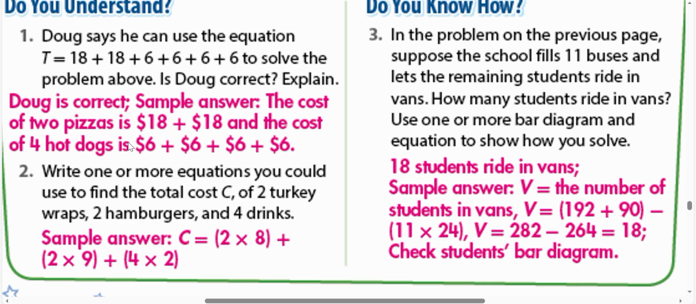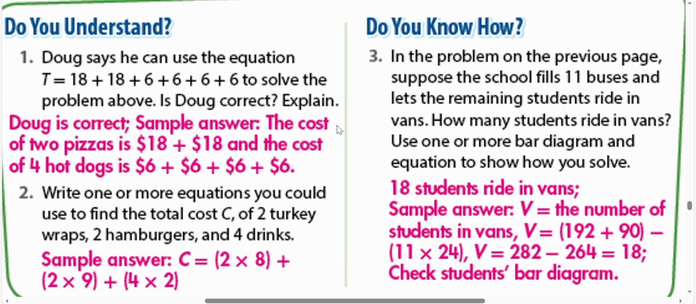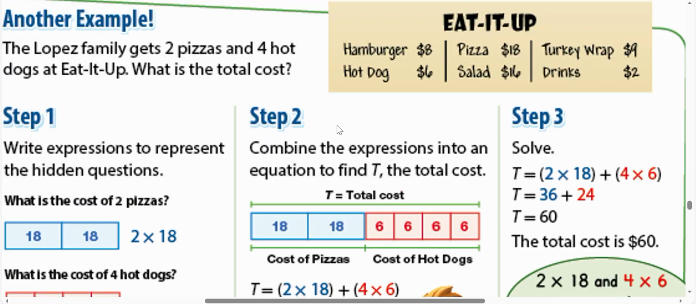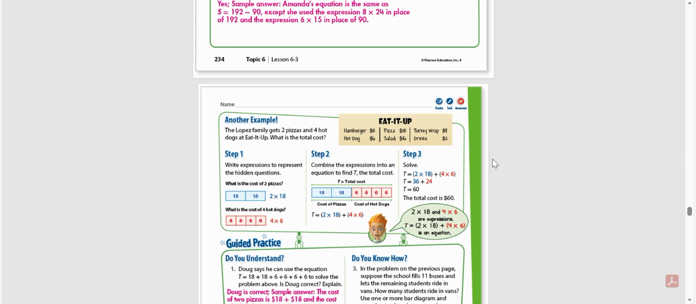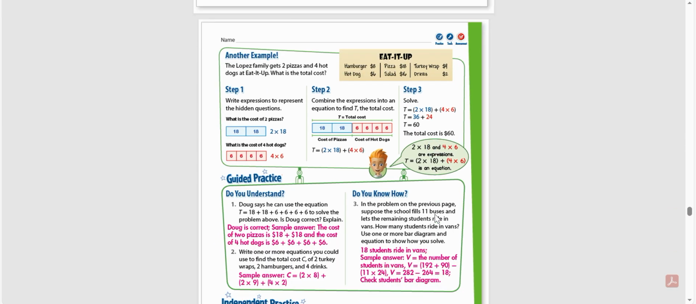Next, write one or more equations you could use to find the total cost of 2 turkey wraps, 2 hamburgers, and 5 drinks. We can write the price of each one. Look here, 2 turkey wraps. The price of each one is 9, so 2 times 9. You can multiply to find the answer: the number of things multiplied by the price.